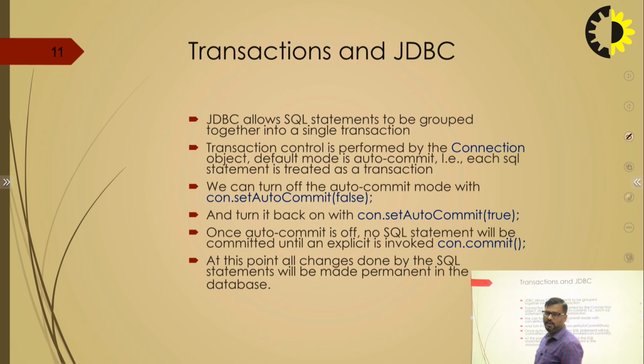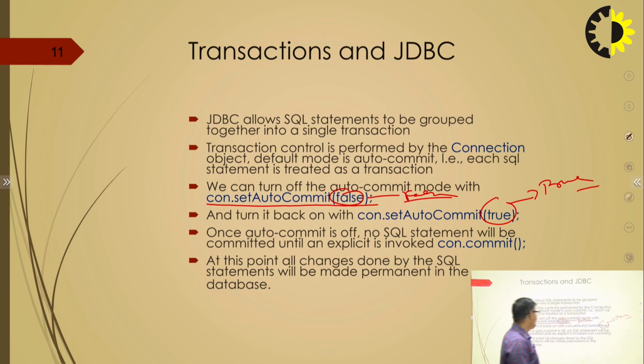So here we will discuss JDBC. It allows SQL statements to be grouped together into a single transaction. Transaction control is performed by the Connection object. The default mode is auto commit: each SQL statement is treated as a transaction. We can turn off auto commit with con.setAutoCommit, using false or true. Once auto commit is off, no SQL statement will be committed until an explicit connection.commit is invoked. All changes done by the SQL statements will then be made permanent in the database.